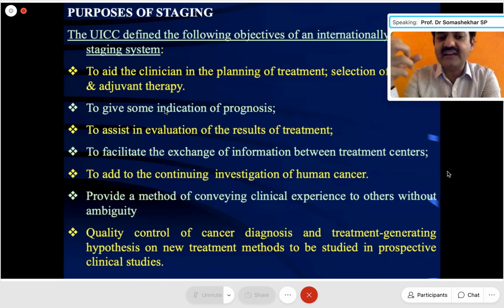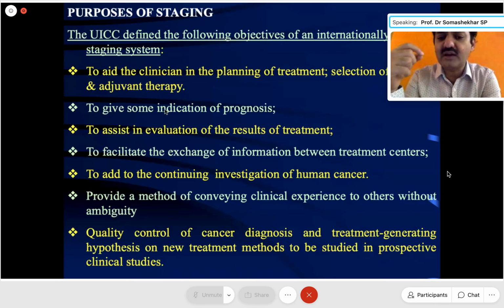It also facilitates exchange of information between 2 cancer centers. Some of your friends sitting in France or the US, they say, oh, what is your outcome in stage 3 post-cricoid malignancy? 0% 5-year survival. Everybody understands what you're speaking, a common language. Then you can add continuing investigation. So now you can look at it, okay, stage 3 clear cell carcinoma ovary, we will study IP chemo, HIPEC chemo. So investigational treatment can be done based on the staging.